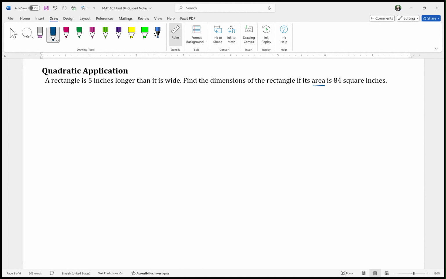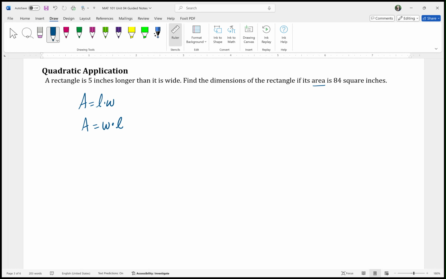Okay, and so what is the area of a rectangle? We need to know that. And I write it as A equals L times W, but I'm going to tell you for the purposes of this problem, there's some benefit to writing it as A equals W times L. And you're going to see here in just a moment why.